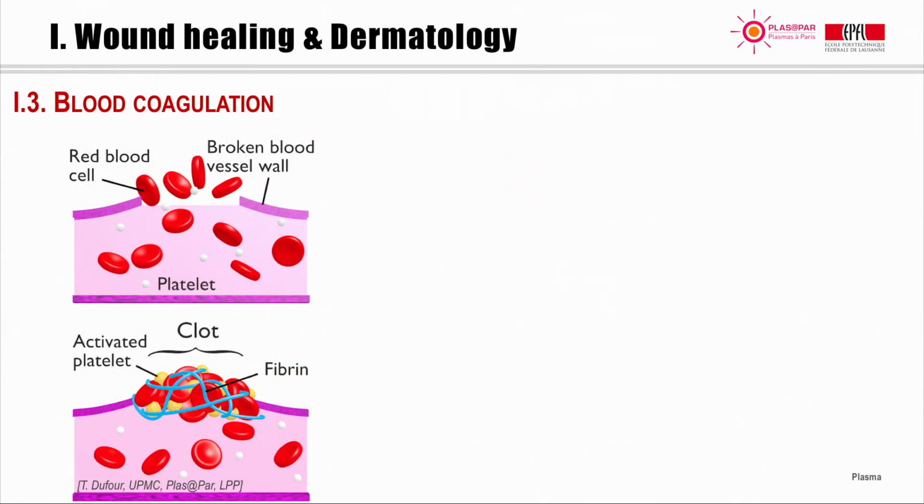Plasma can also have an effect on coagulation. This mechanism, also known as clotting, changes blood from a liquid to a gel in order to form a clot. The activation, adhesion, and aggregation of platelets is required, as well as the deposition and maturation of fibrin.